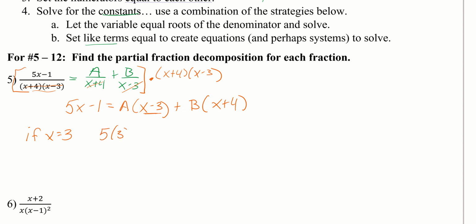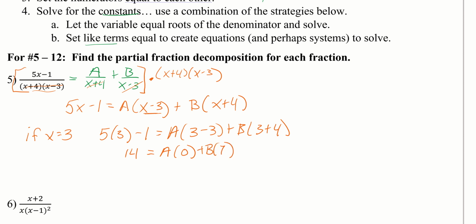So 5 times 3 minus 1 is equal to a times 3 minus 3 plus b times 3 plus 4. Cool. So on the left-hand side, we end up with 14. Now the nice thing here, this is a times 0. So it gets rid of one of my unknowns that I'm trying to find. So plus b times 7. Cool. So the a goes away, and I'm just left with b times 7. So divide each side by 7. So b is equal to 2.